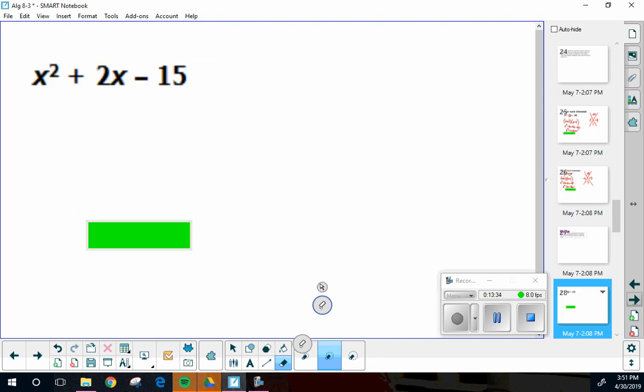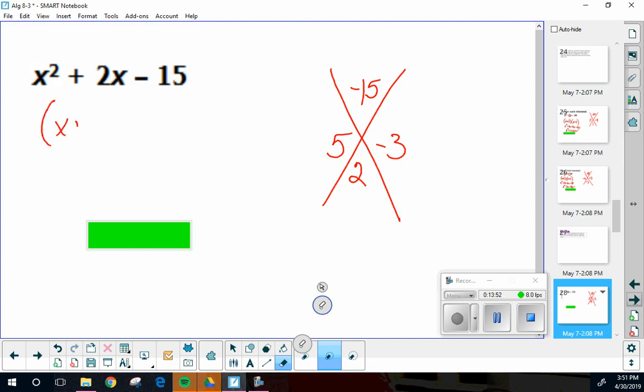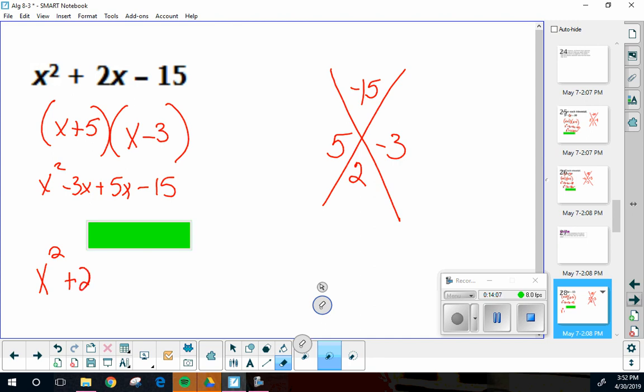And then, getting close to the end on this one, we put a negative 15 here, a 2 here, this would be a 5, and this would be a negative 3. And so our answer is x plus 5 times x minus 3. X squared minus 3x plus 5x minus 15. X squared plus 2x minus 15. Check, back to where we started.